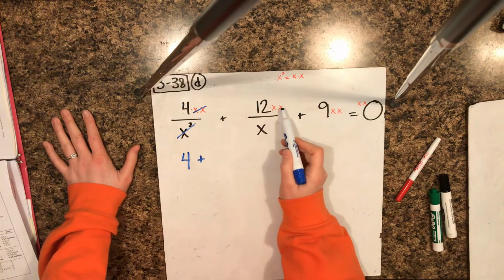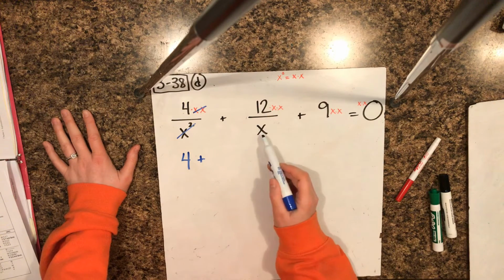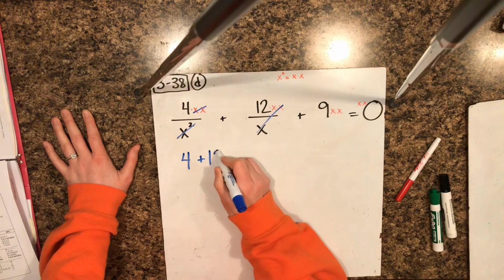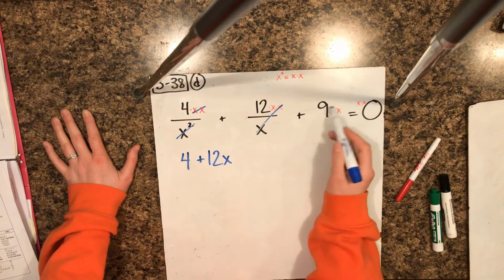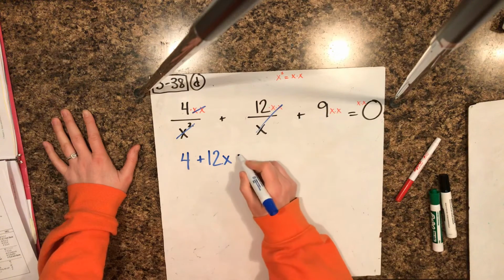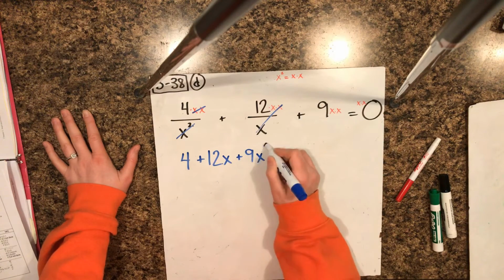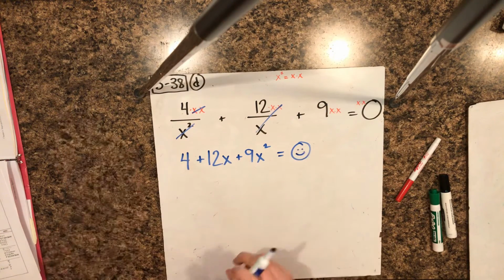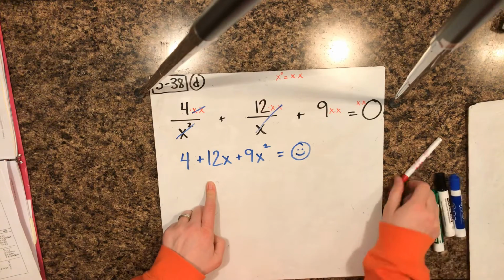Then I have an x, x, 12, and x. So giant 1s can be gone. 12x remains. And then here there's no denominator, so it's just 9x squared. And of course, 0 times anything is still 0. Now we're happy that it's 0 because we can factor it or use the quadratic formula.